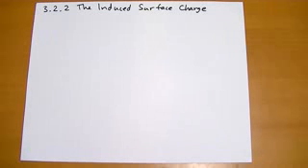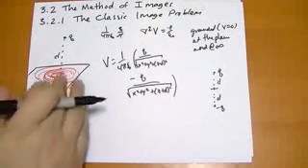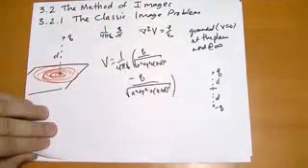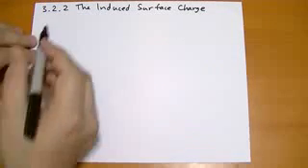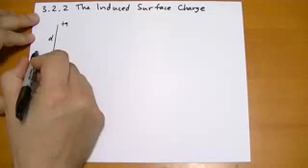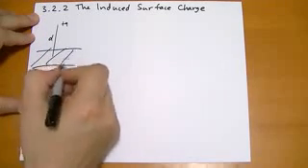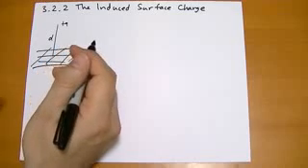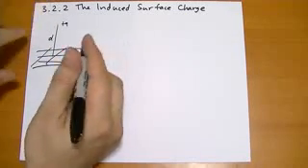Section 3.2.2. So we just solved the potential for this by writing out an equation that happened to solve the boundary conditions for a completely different problem. Let me just recap. We have a charge plus q, a distance d over some infinite plane. It goes on forever. The potential at the plane is 0, and the potential at infinity is 0.